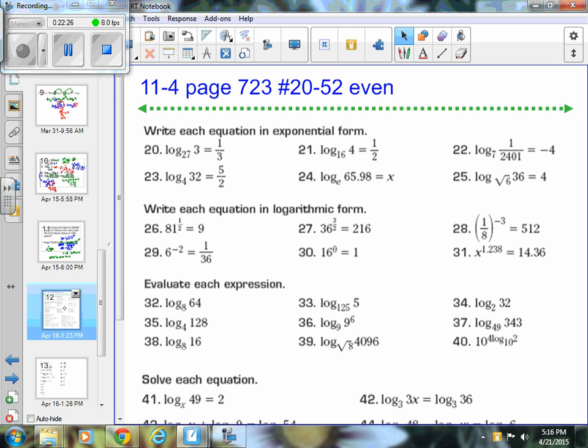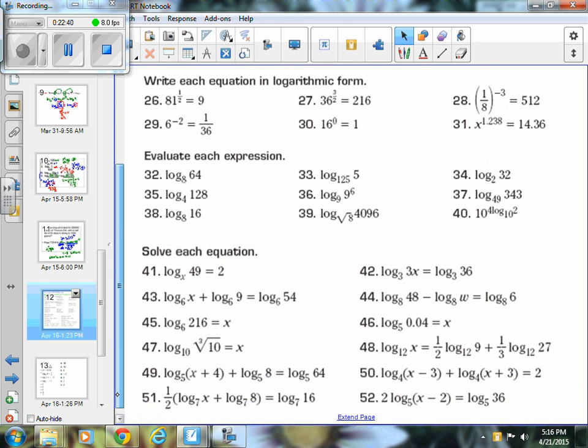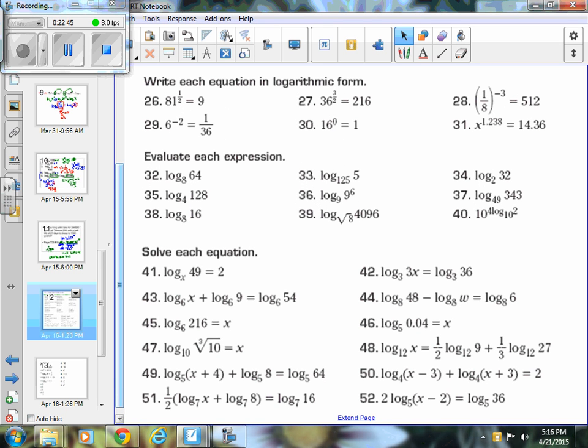So I have the assignment up here, so I'm going to let you kind of pause and you can take a look at this. So it's page 723. So we're going to be working on in class 20 through 52 even. So it looks like that, and I'm going to scroll down a little bit too so you can pause if you need to when you're working on this so you have the whole thing. And hopefully we'll get really great at logs.